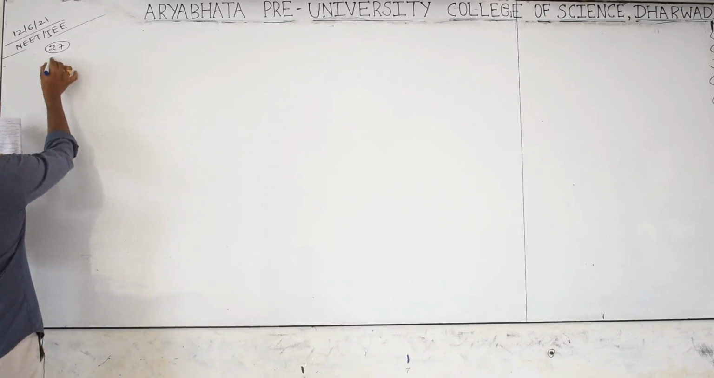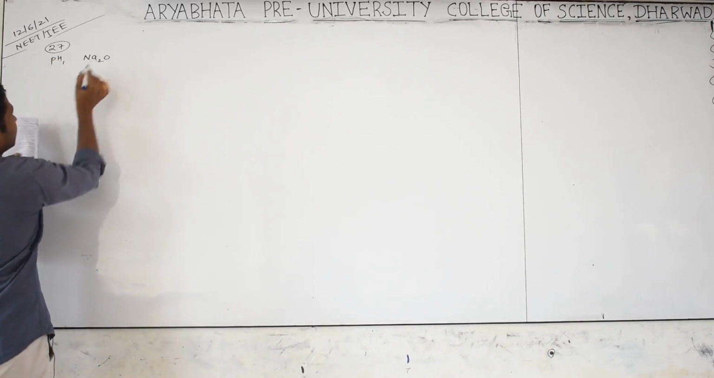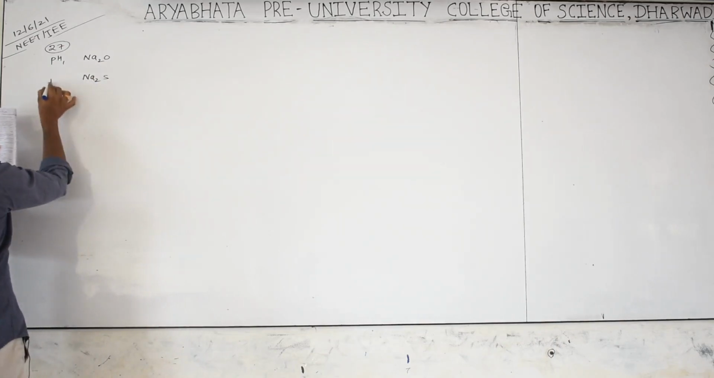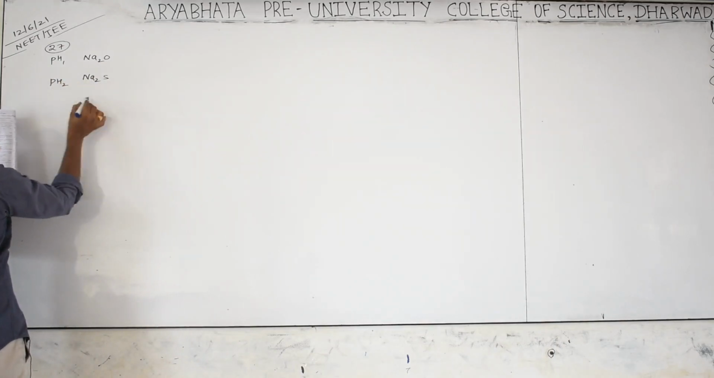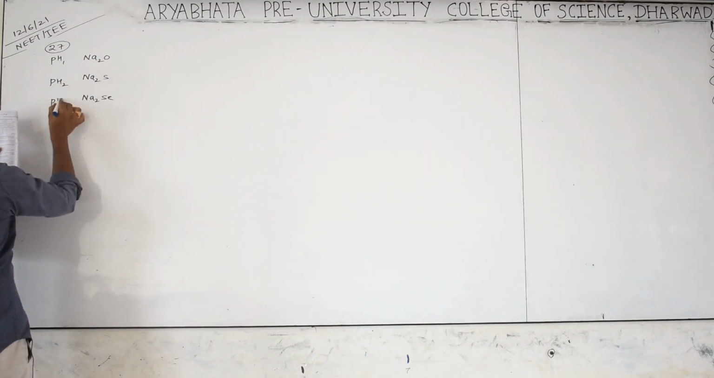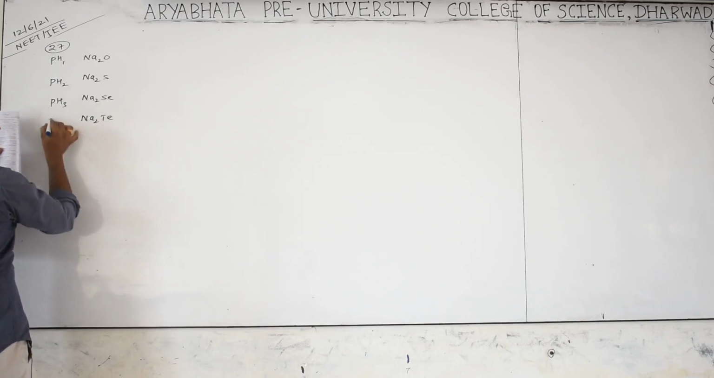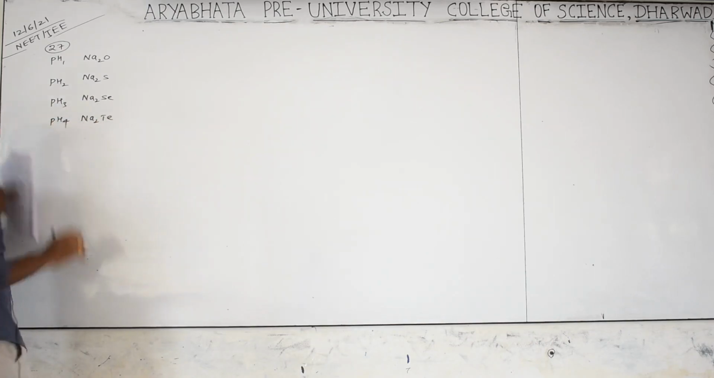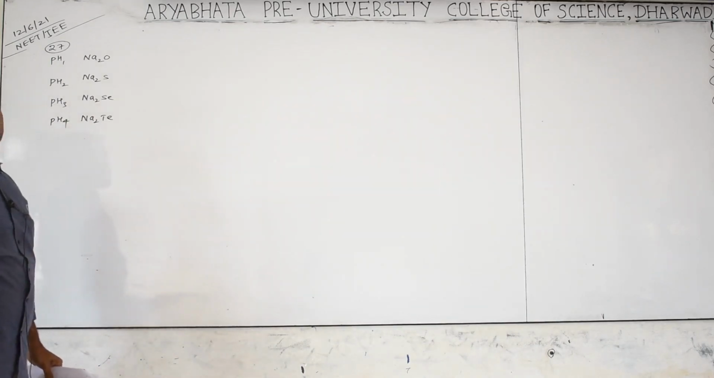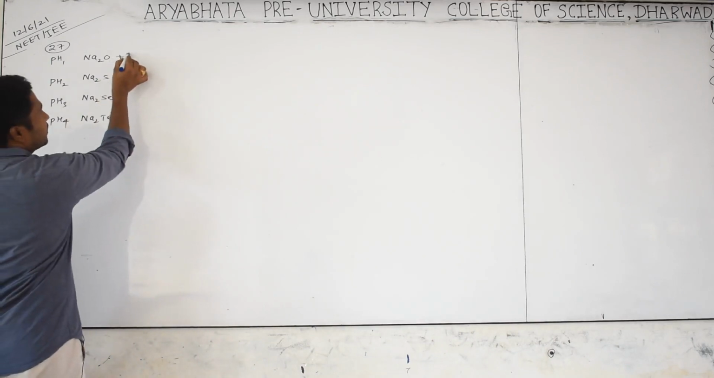Its pH value is pH 1 for sodium oxide, and another one is sodium sulfide, its pH value is 2, and sodium selenide, its pH value is denoted by 3, and sodium telluride, its pH value denoted by 4. Okay, what is the correct order of those solutions' pH values? For this, we have to dissolve this one in water.